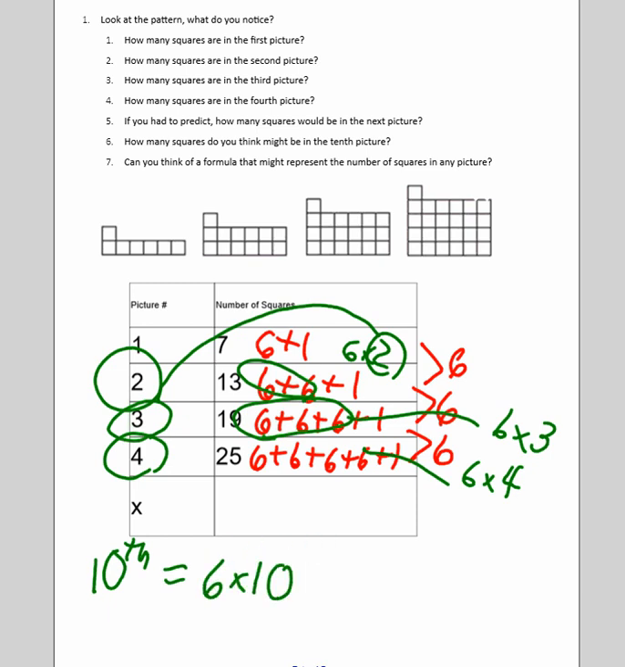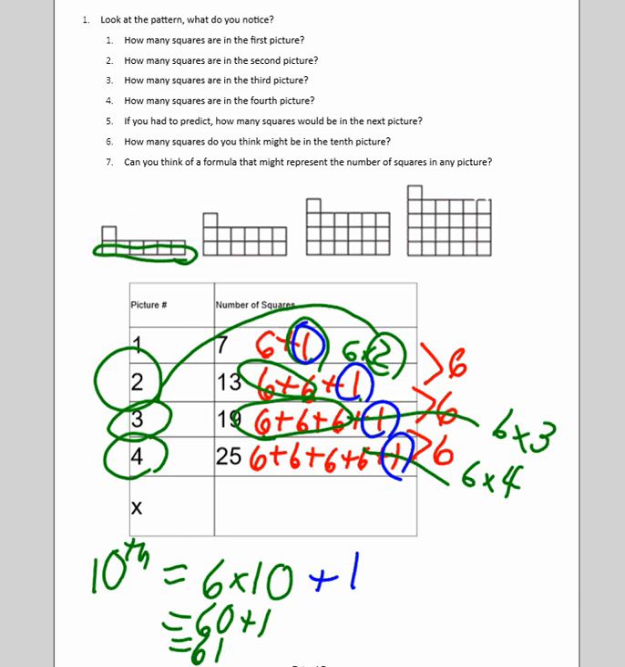And then notice, what do all of these have in common? They all have this plus 1. Okay? So the 10th one would then be 60 plus 1, or 61. We can notice that in our pattern. There is our 6, there is our 1. There are our 2 6s, there is our 1. There are 3 6s, there is our 1.